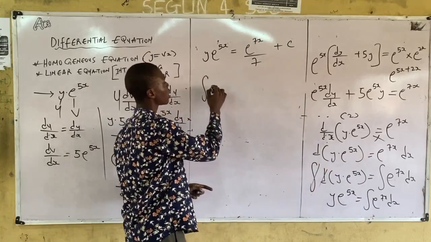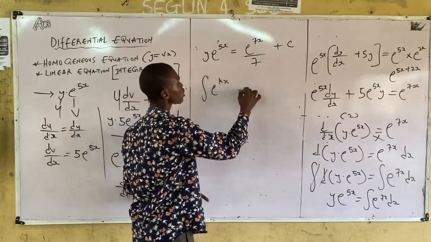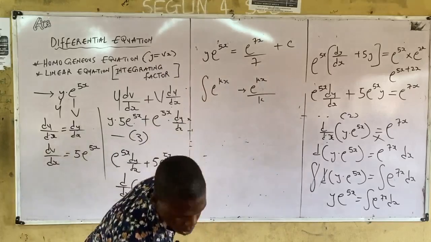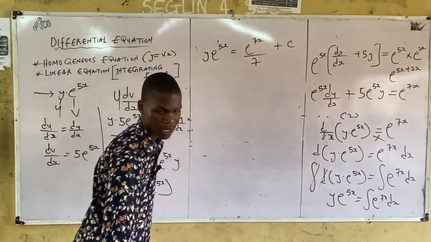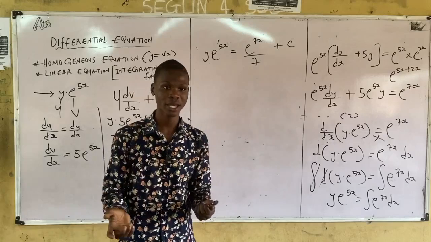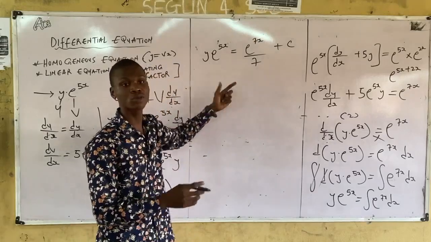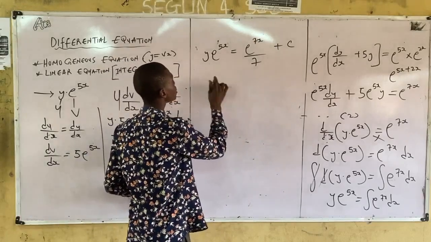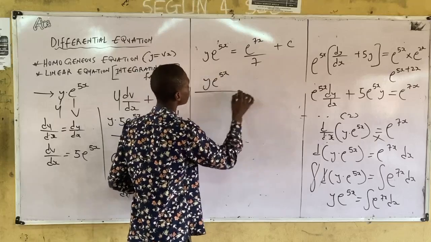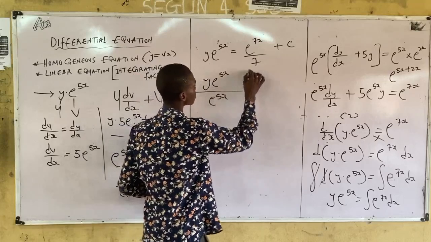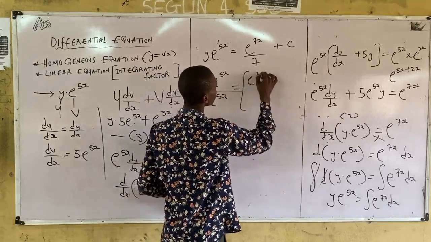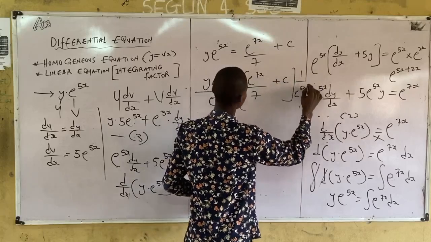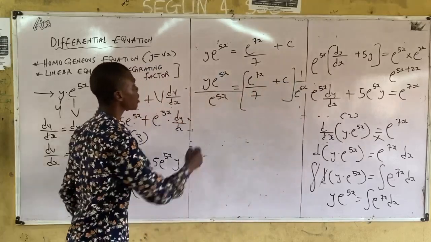Meaning the integral of exponential kx is exponential kx over k. That's the knowledge. From here, don't forget, all you are doing is to get y. The only way we can do that is to divide all through by exponential 5x. Then we have y exponential 5x divided by exponential 5x equals exponential 7x divided by 7 plus c1, over exponential 5x. Then from here, this cancels this.